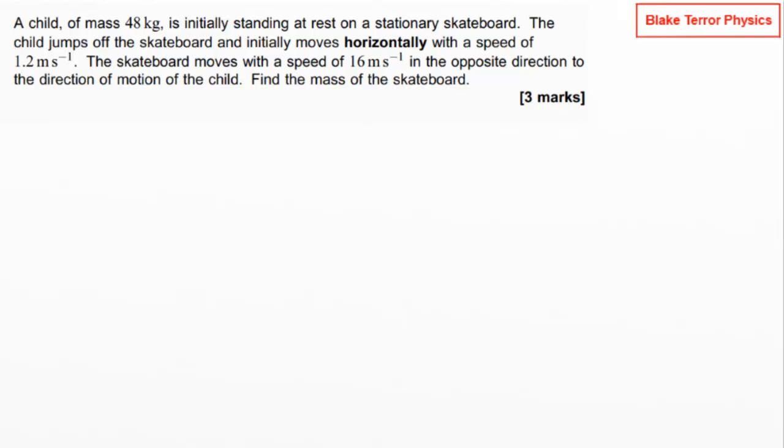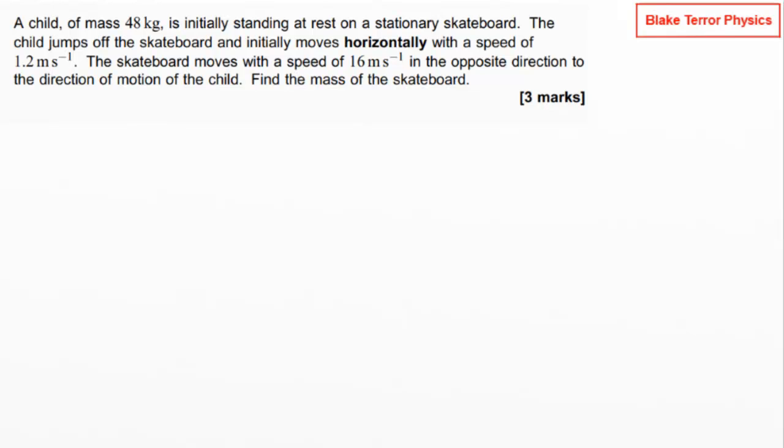Hello, in this video I'm going to go through a couple of pretty basic momentum questions just so we can get an idea of what we're doing with conservation of momentum, to make sure we haven't got any misunderstandings, and then we can use that as the foundation when we move into dynamics and look at things in a little bit more detail.